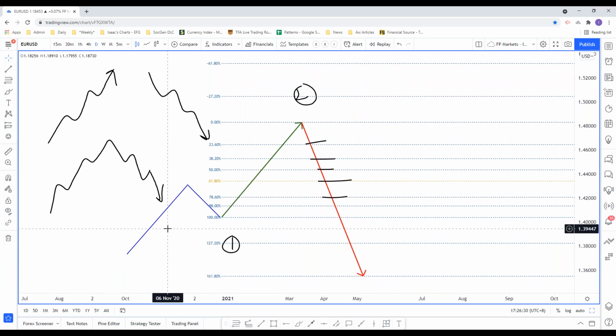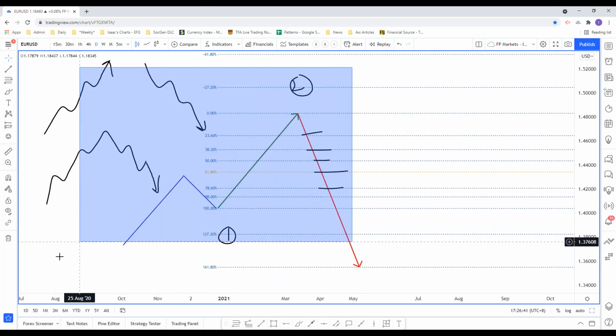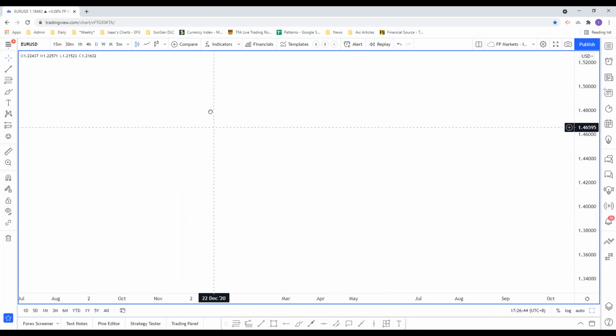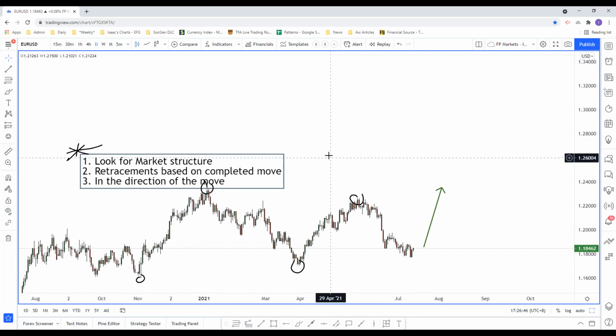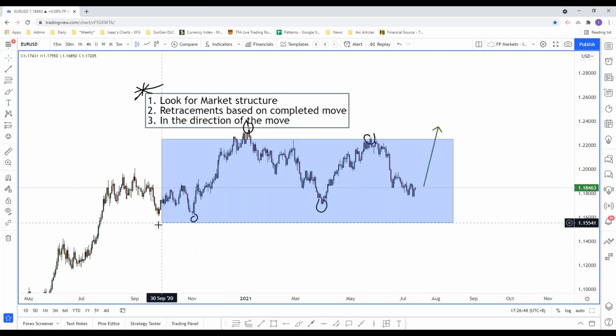Okay, the scenario is exactly the same when the market is in a bearish configuration. All right, the scenario is exactly the same. Okay, so let me just erase all this, right? You guys should be pretty clear with Fibonacci retracement now.